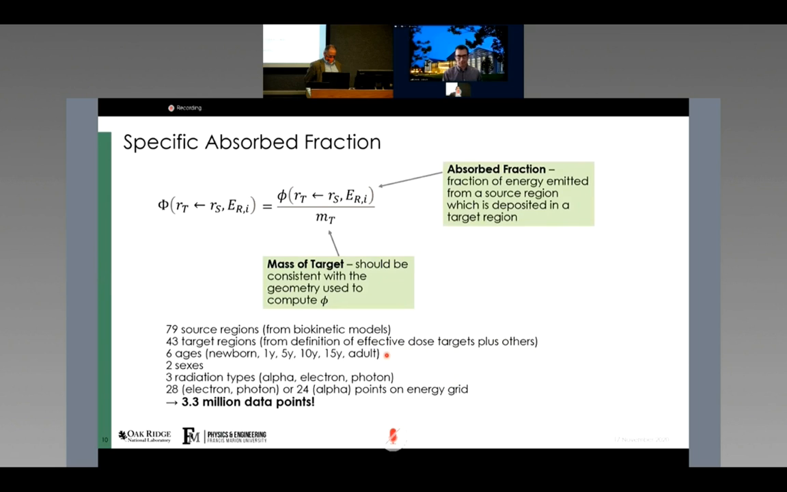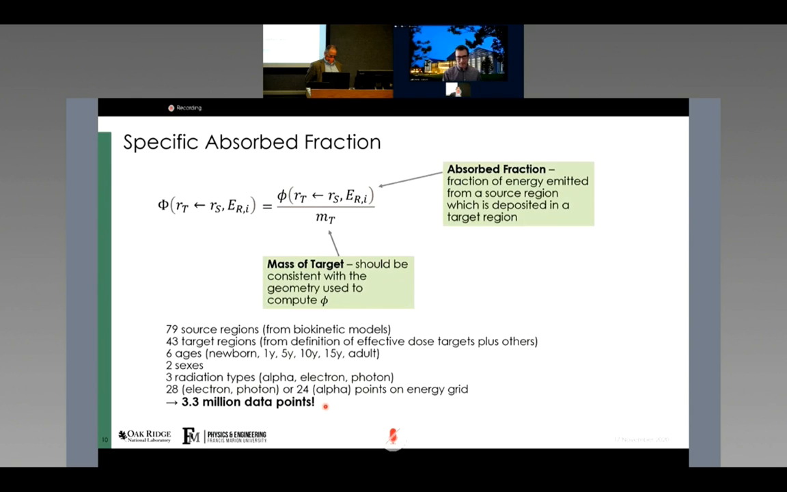Lens of the eye doesn't contribute to effective dose, but it is an interesting target for other reasons. We have 6 reference ages, right? The newborn, 1-year-old, 5-year-old, 10-year-old, 15-year-old, and the adult. 2 sexes at each of those ages, and then 3 radiation types: alphas, electrons, photons. For each of those radiation types, we have multiple energy points on an energy grid, 28 of those for electrons and photons, 24 for alpha particles. You multiply all those things together and you end up with 3.3 million SAFs.